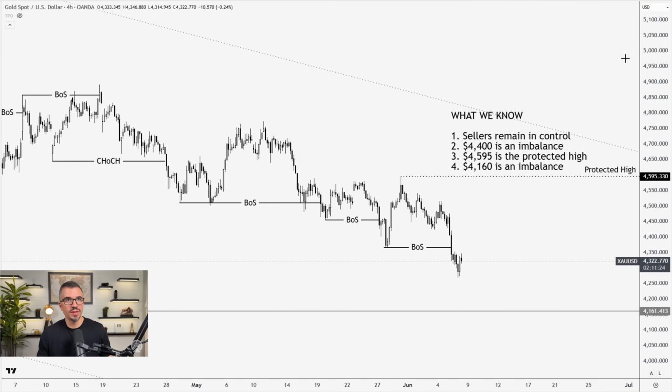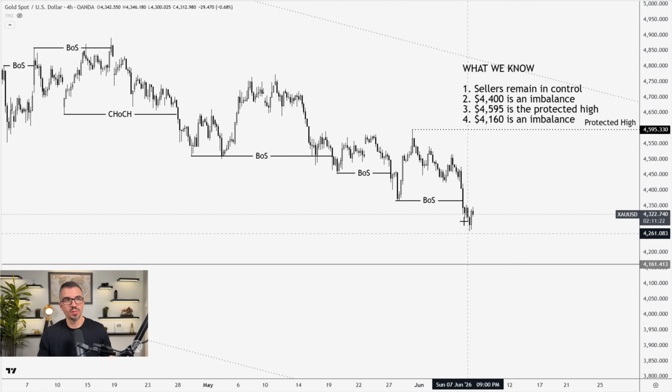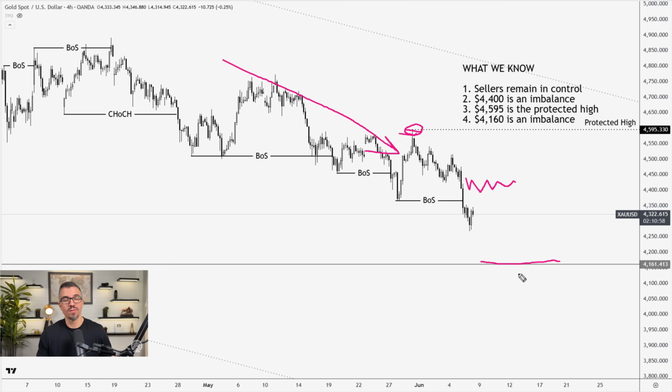So for gold, all this to say, guys, that right now we know sellers remain in control following that break of structure on Friday. We know that 4,400, this area up here from Friday, okay, is also an imbalance. We also know that 45.95, this high up here, is the protected high. As long as gold is below that, then there's really no reason to get bullish here, in my opinion, because we are below that protected high up here, showing that sellers remain in control. The other thing we know is that 41.60 is also a potential imbalance there from that recent low from a few months ago that we looked at. Okay, so right now, guys, I am looking for shorts only.